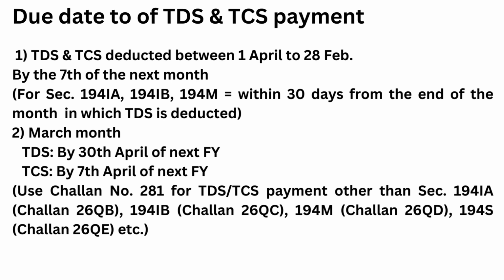Use Challan number 281 for TDS and TCS payments other than Section 194IA, Challan 26QB. 194IB, Challan 26QC. 194M, Challan 26QD, and 194S, Challan 26QE, etc.